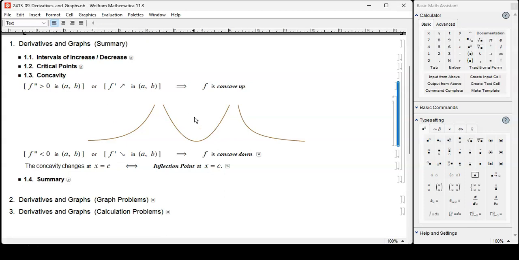Look at the upper part of the graph. The graph is bent upward. See that? In this case, we say the graph is concave up. The original function f is concave up. Now, let's look at this in terms of the first derivative, the slope of the tangent line.